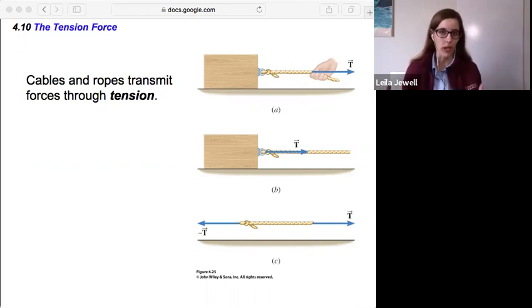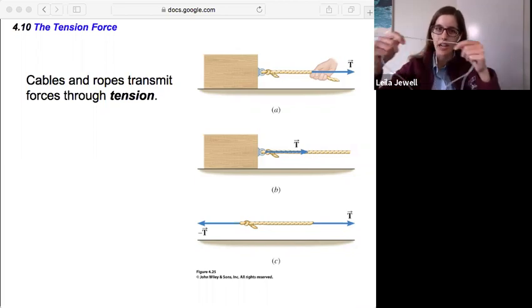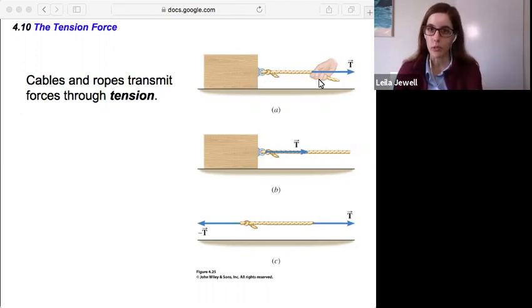So a string, a wire, a rope pulls on an object, right? Note that the tension force is always going to be a pulling force, right? You can't push an object by a rope. You always have to be pulling with a rope involved. And so the direction of the tension force is always going to be in the direction that the rope is pulling.